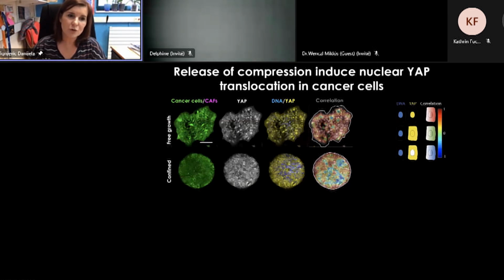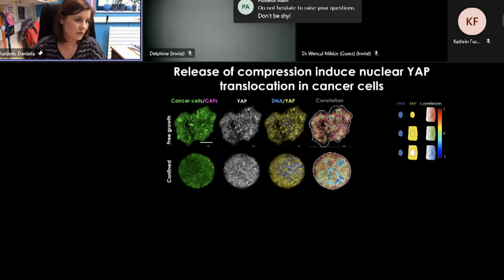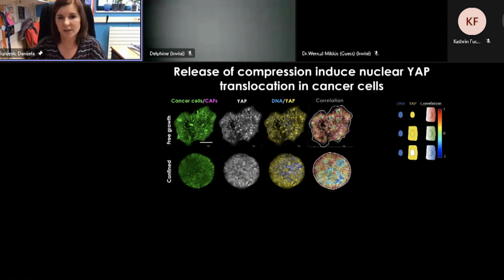So in the freely growing islets of cancer cells, we see that most of the cancer cells have the YAP in the nucleus. And we developed a method to quantify this using the correlation of the YAP signal with the DNA. So the more red signal that you see, that would suggest more nuclear YAP in those cells.